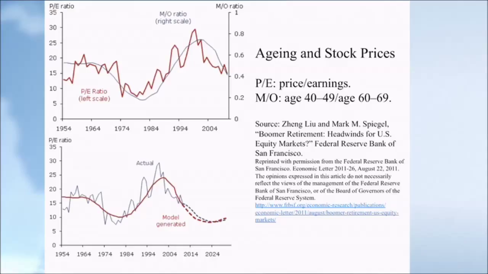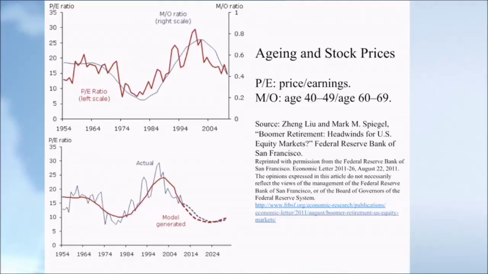And the ratio is the number of people in the United States between the ages of 40 and 49 divided by the number of people between the ages of 60 and 69. That's the blue line. Now, if you examine the chart carefully, you will notice that there's a very high correlation between the two. So it seems as if prices in the stock market go up when the population is getting younger, and prices in the stock market go down when the population is getting older.